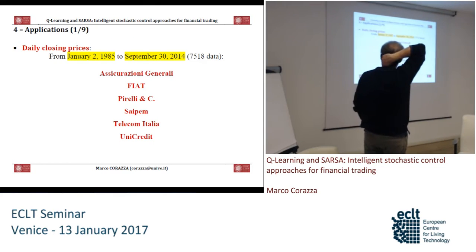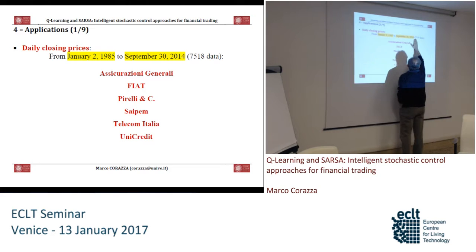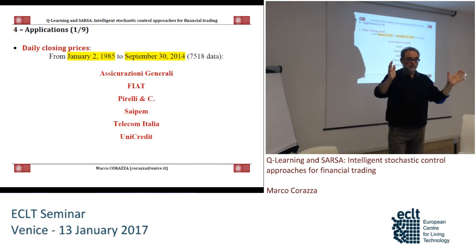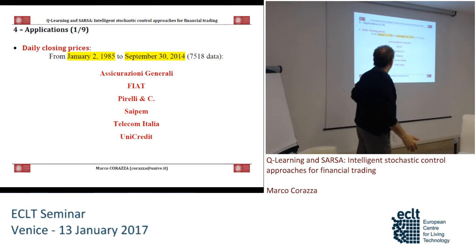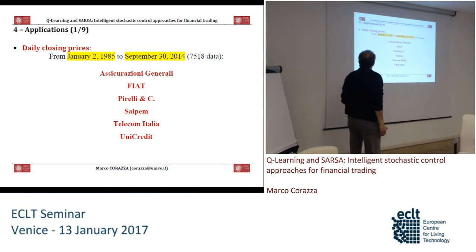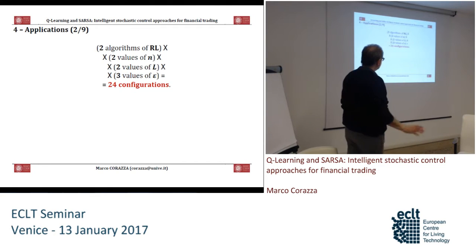And finally, the application. We consider more than 7,500 data points, as you can see almost 30 years of daily data, and we consider these assets: Assicurazioni Generali, Fiat, Pirelli, Simon, and so on. All assets coming from the Italian stock market.